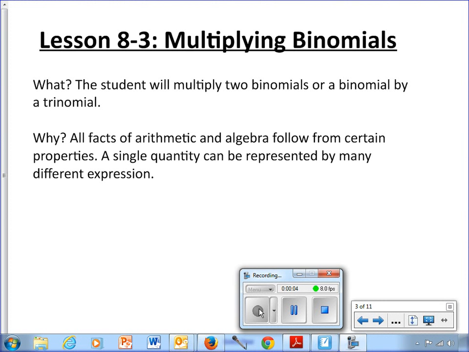This is Algebra Lesson 8.3 entitled Multiplying Binomials. Our objective is you are going to multiply two binomials together, and we also have an example where you will multiply a binomial by a trinomial.